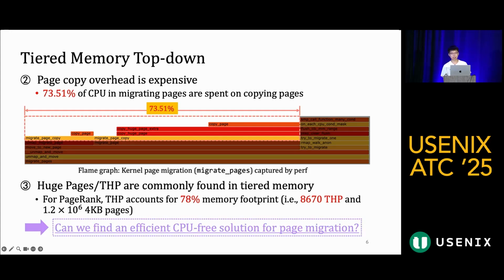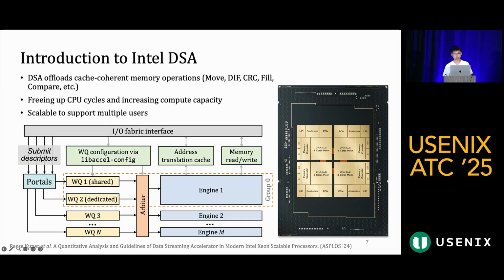This raises a key question. Can we find an efficient CPU-free solution for page migration? A promising way to reduce the CPU bottleneck is to offload the overhead to hardware accelerators like Intel DSA.